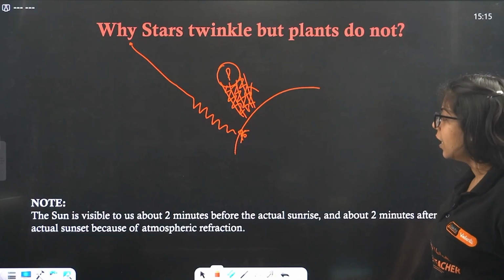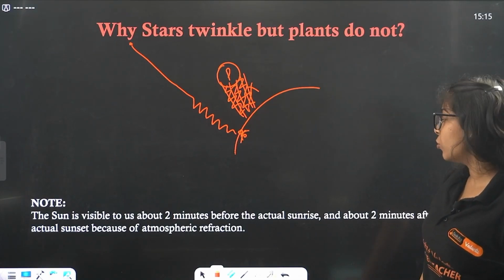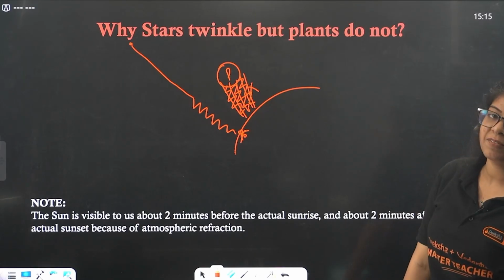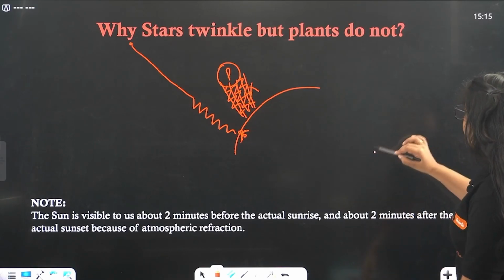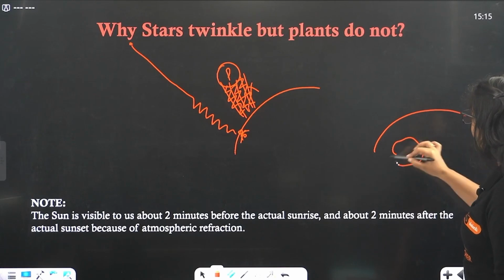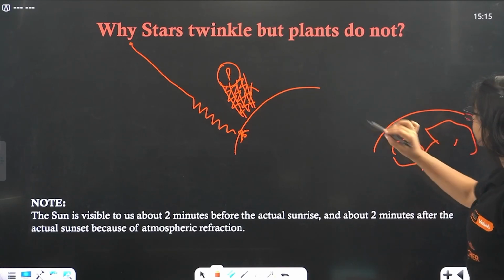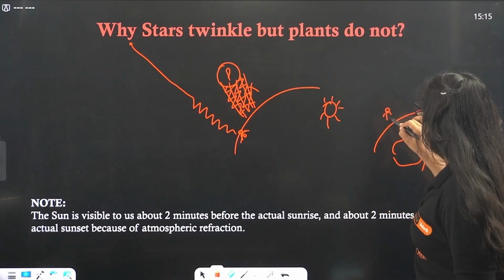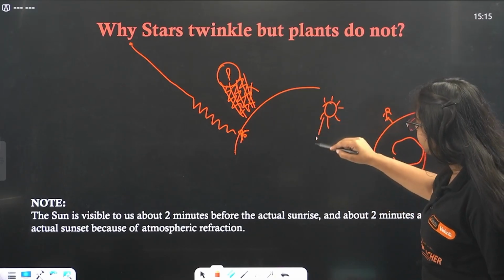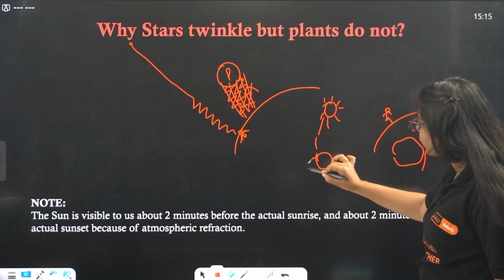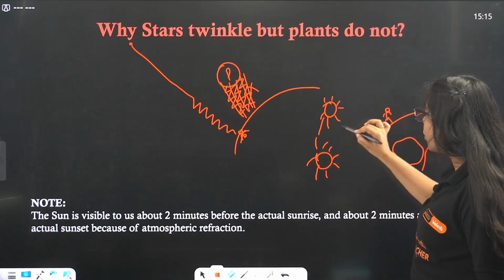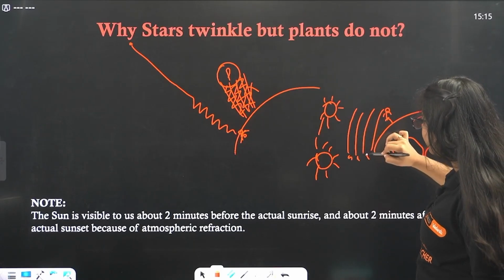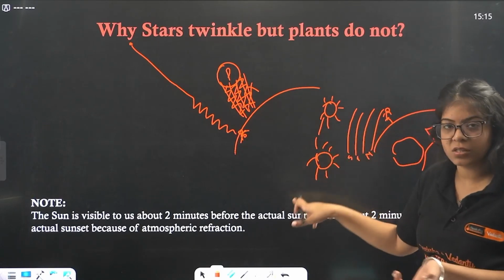Done? Note, the sun is visible to us about 2 minutes before the actual sunrise, and about 2 minutes after the sunset, because of atmospheric refraction. Now, what happens? Again, this is your Earth. So the sun will be there. The sun is setting. Okay, now we see a small sun. So this is you and me. Now the sun is setting, but now the sun is here. There are lots of, again, layers in the atmosphere: troposphere, stratosphere, magnetosphere, and all that. Magnetosphere is actually the upper one.